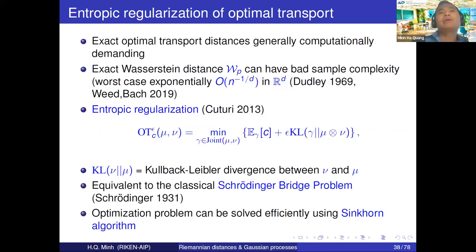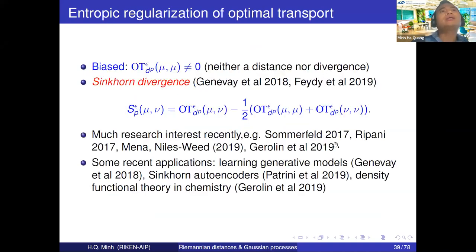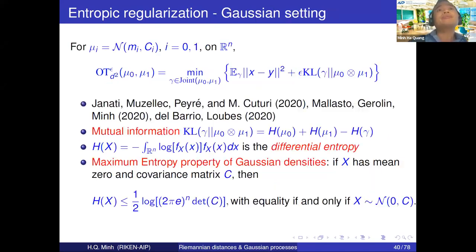In general, when we add this term, the OT epsilon becomes biased, because OT epsilon between mu and mu is no longer equal to zero in general. So it's not a distance or divergence. One way to fix this is debiasing. Instead of just OT epsilon between mu and nu, we subtract a half of OT epsilon between mu and mu, and likewise for nu and nu. This now becomes a divergence, because it's guaranteed that it is equal to zero for mu and mu. This is called the Sinkhorn divergence, and it has been studied a lot recently.